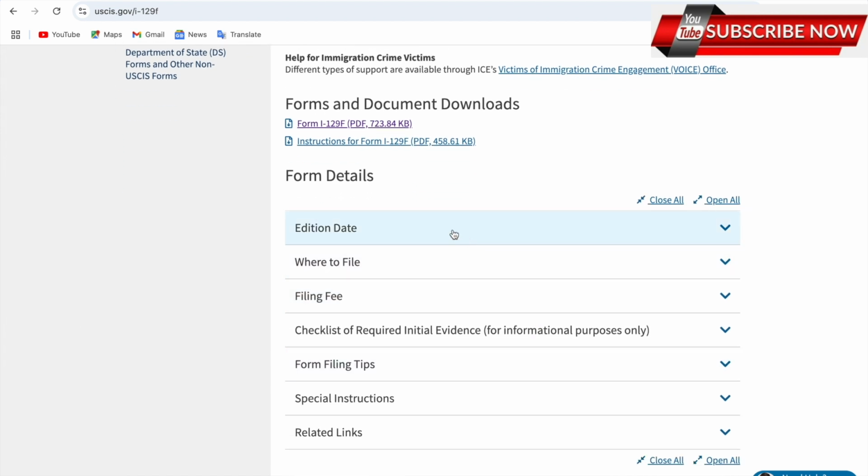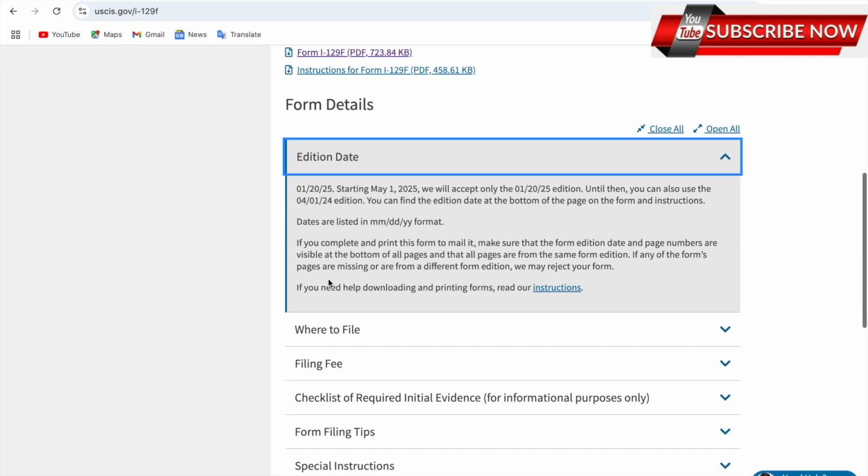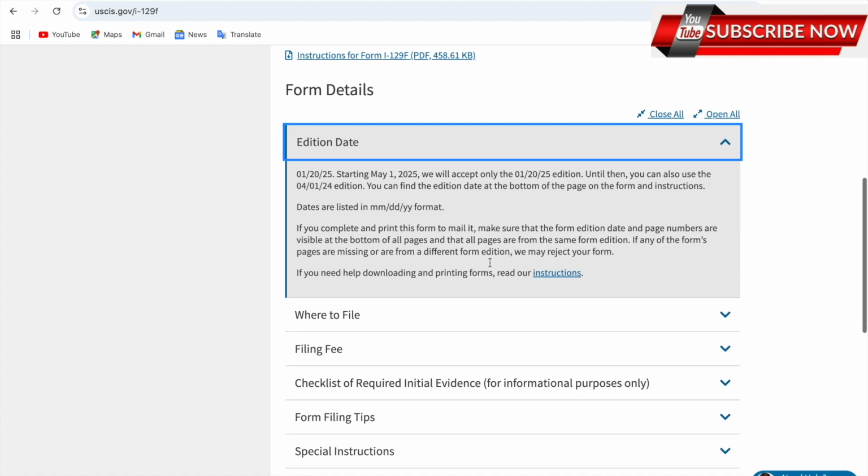And always remember the form is always updated. If you use an outdated form, they're going to send the form back to you. This form cannot be filled out online. You have to print it out, fill it out, and mail it to them. So this is the edition that you need to use: the January 20th, 2025 edition. You can also use the April 1st, 2024 edition. So this form is correct, it's acceptable, so yes, you use that one.